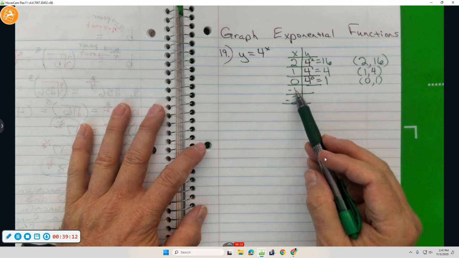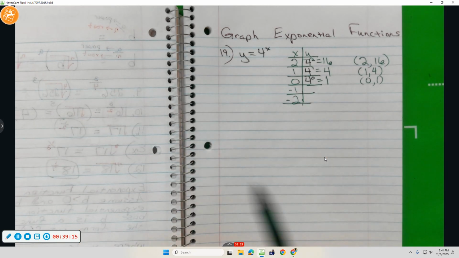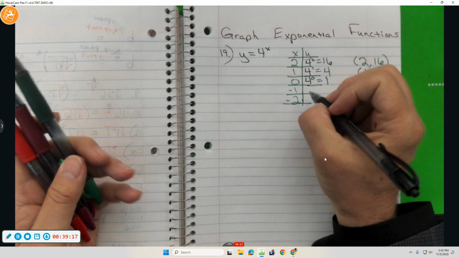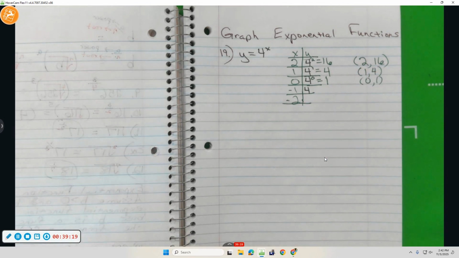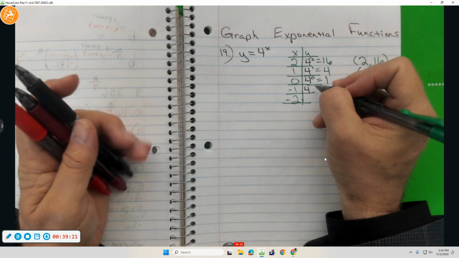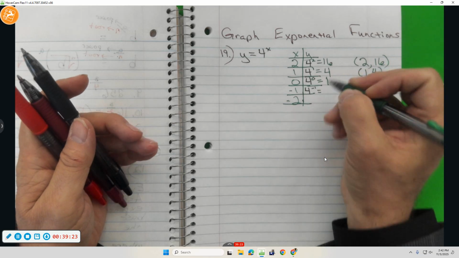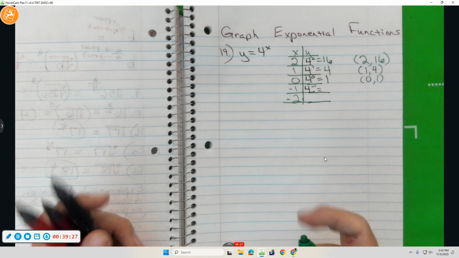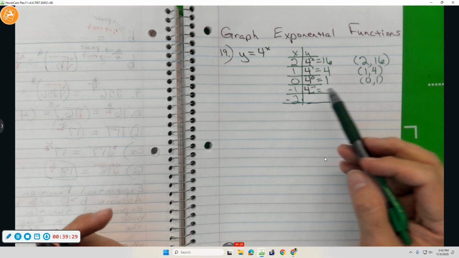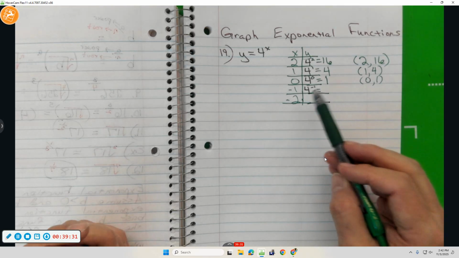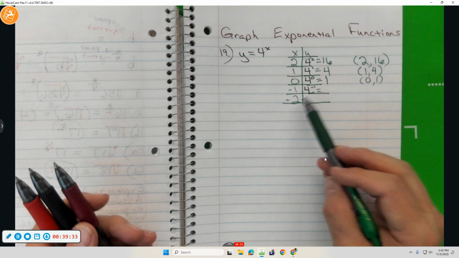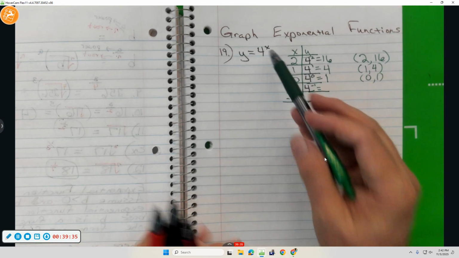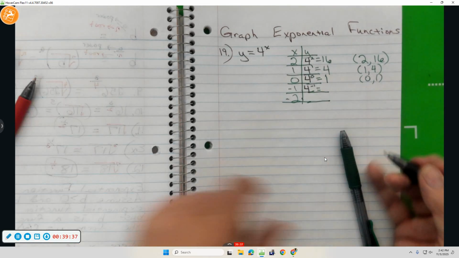Now we're going to plug in negative 1. Be careful. Even though we've been working with negative exponents earlier, a common mistake I see is people say negative 4. No, that's not what a negative 1 exponent is. How do you work with negative exponents? Plug in that negative 1. Down here we're going to plug in that negative 2.